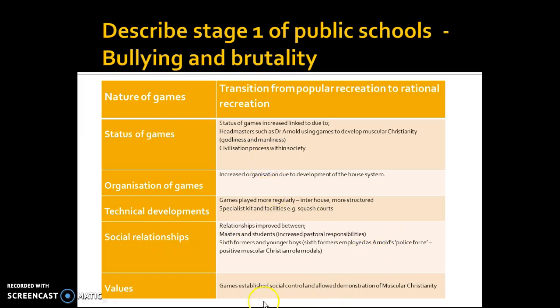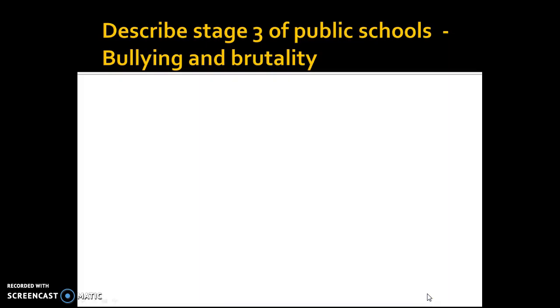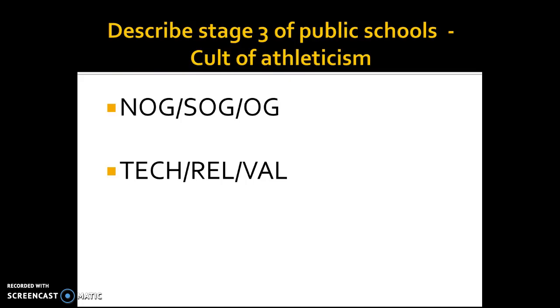Finally then, the values: it allowed social control and also this demonstration of godliness and manliness, aka muscular Christianity. Moving on then, stage 3. So quickly then, we're going on to stage 3, not bullying and brutality. So you've got the cult of athleticism. Describe stage 3, the cult of athleticism.